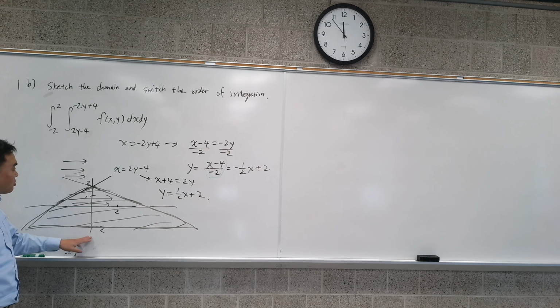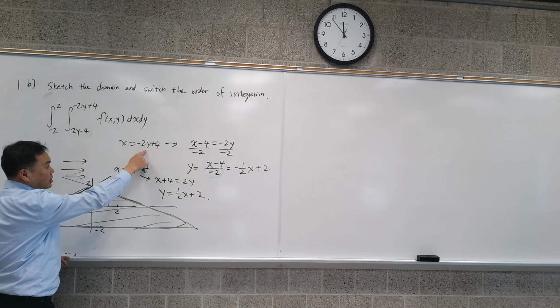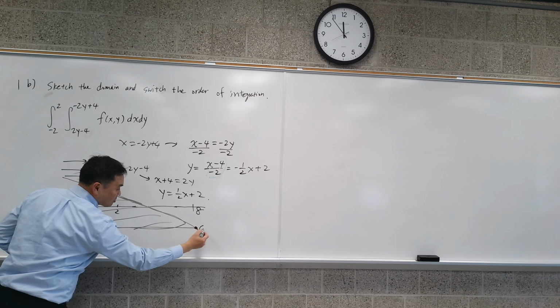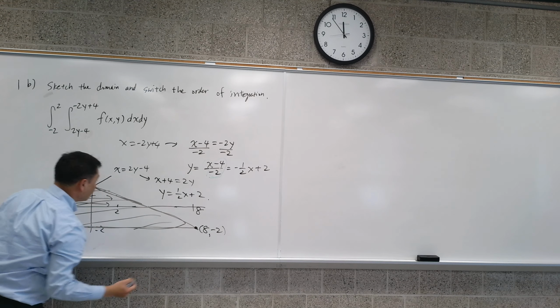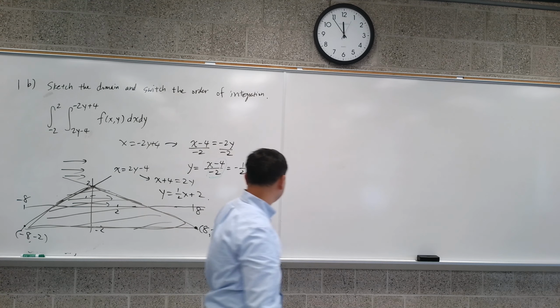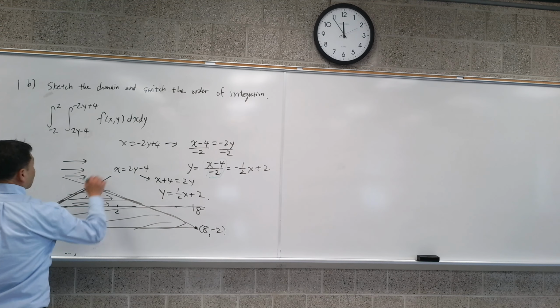To do this more justice, you can plug in negative 2 to each one of these and figure out where they land. If I plug in negative 2 here, you get x equals 8. So there's this point 8, and this point is (8, -2). And if I plug in negative 2 here, that's negative 8. So here's negative 8, and this point is (-8, -2). Okay, so the region that this is being integrated over is this triangular region whose vertices are at (0, 2), (-8, -2), and (8, -2).